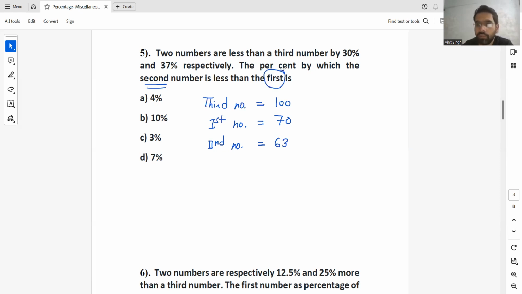We are comparing whether the second number is more or less, but here it is less than the first number. How much? 7 less. In percentage, we will write 7 upon the first number, into 100, which is equal to 10%. Here we are comparing how much percent the second number is less than the first number, so in the denominator we will take the value of the first number.